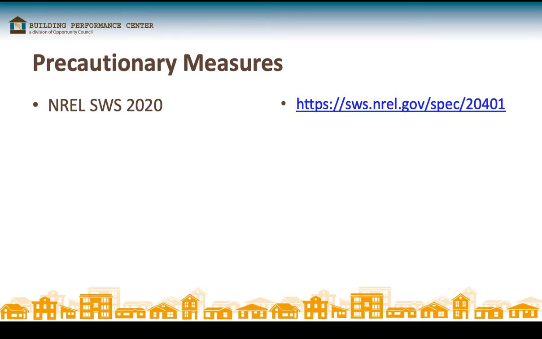So if you want to read more about the precautionary measures, or get in depth with them, you can go to the NREL, National Renewable Energy Lab, Standard Work Specifications 2020. They have a pretty good description of it. I found there were a couple things we could add, or remind you of, on how to do it better. They didn't hit all the nails. There's a couple nails still sitting up there, but you read it and see what you think about it. But we're going over it here basically.